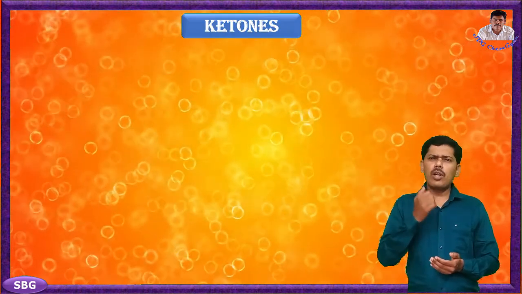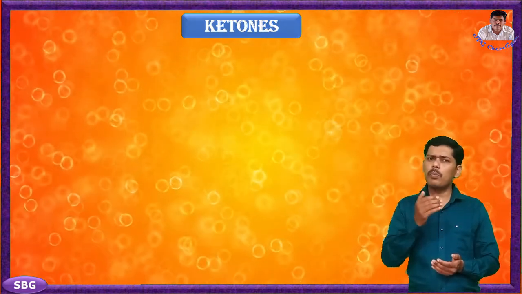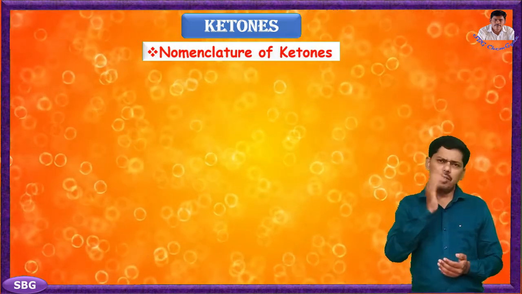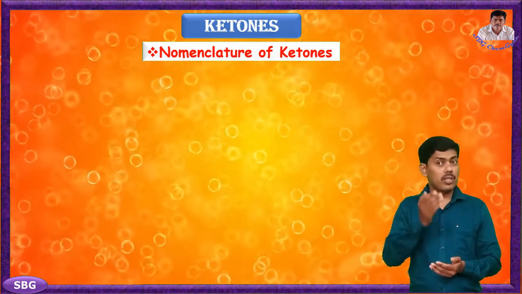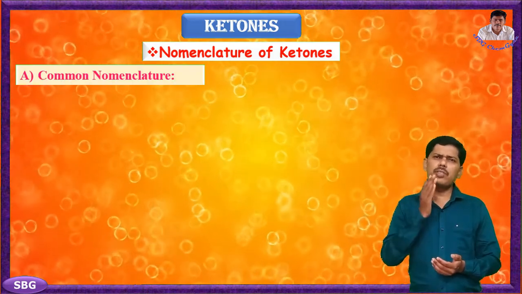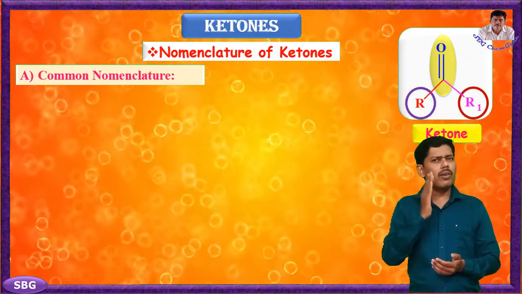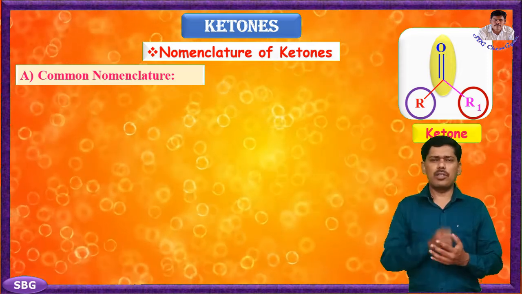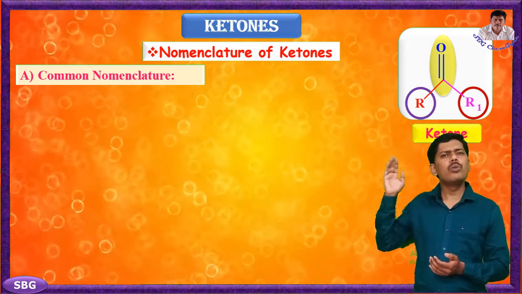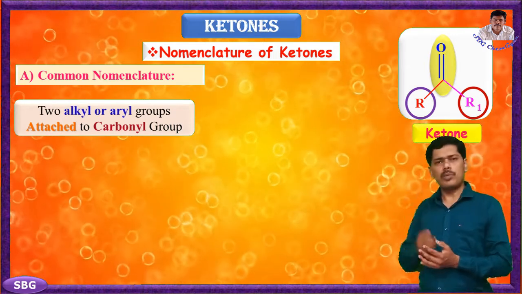Now we study the nomenclature of ketones. Nomenclature of any organic compound is done with two naming systems: first is the common name system and the second is the IUPAC nomenclature system, which is universally accepted and applied. Hence, first we study nomenclature of ketones by the common name system. Ketones are often called by their common names instead of IUPAC names. The common names of ketones are derived by naming the two alkyl or aryl groups bonded to the carbonyl group.